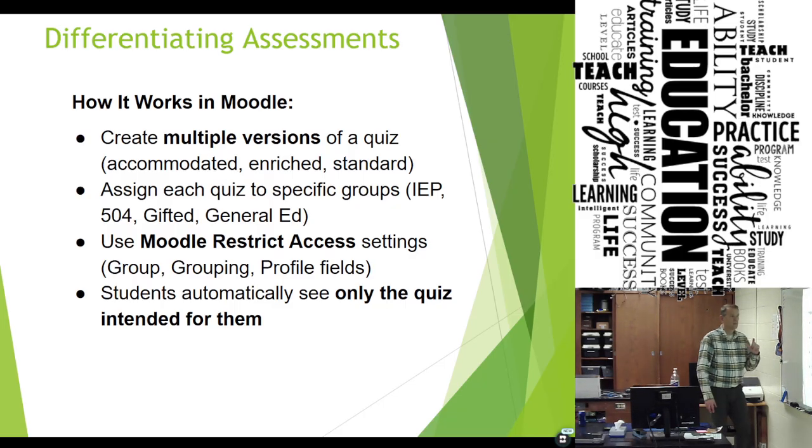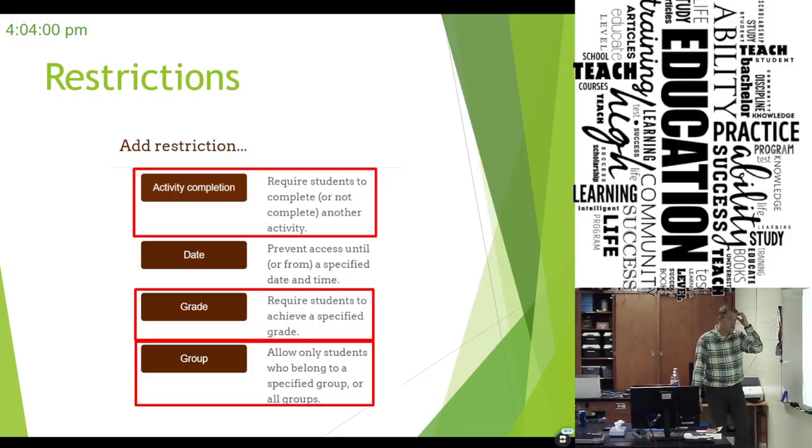So I start with the quiz that's general ed, and then I'll make a copy of that quiz and modify the copies for specific groups of students. I can add questions for gifted students, and I can subtract questions for 504 or IEP students. And we can use Moodle restrictions to do all that so that students never know they're getting something different than the kid that's right next to them. The link looks the same, the intent is the same, the learning mastery that they're trying to get is the same, but it's modified specifically for their group.